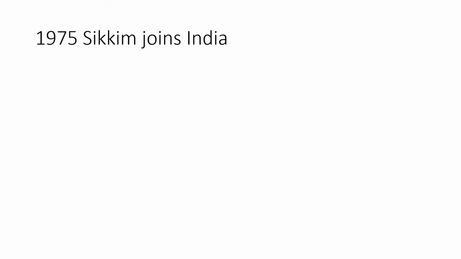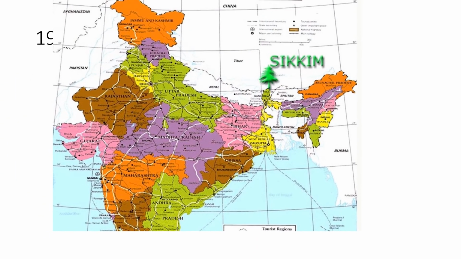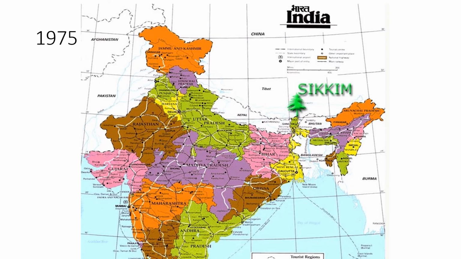Now, in 1975, Sikkim joins India. Sikkim was a small state which was independent by itself, but then the people of that state had a referendum. Now, what is a referendum? A referendum means people of that particular region coming together and deciding through vote as to which country they had to join. So through the referendum, the people decided that they wanted to be a part of the Indian Federation, and ultimately in 1975 Sikkim became a part of the Indian Federation and it was called the state of Sikkim.